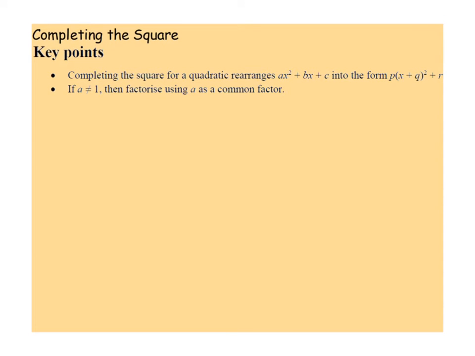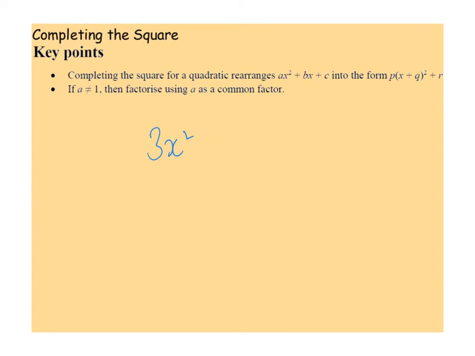So you'll be able to see this in your booklet, but the completing square key points are the two that are mentioned there. Completing square for quadratic rearranges ax squared add bx add c into the form p brackets x add q squared add r. And if a is not 1, then first of all, turn it into something where you have got a coefficient of 1 by factorising out a as a common factor. It may not look like a common factor, but you're going to do it anyway. I'll give you a quick example of that just so that you understand what I'm saying.